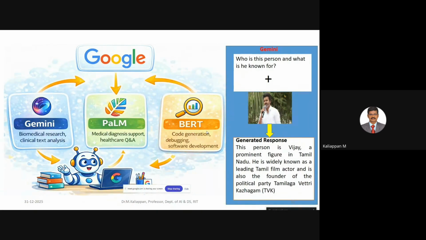The next one, Google. I hope all of you know Gemini, Palm, and BERT. And on the right side, Gemini accepts multimodal input, one is text and another one is image. So we can give the text, who is this person and what is he known for, and also upload the image. It generates the response. It gives the relevant content.